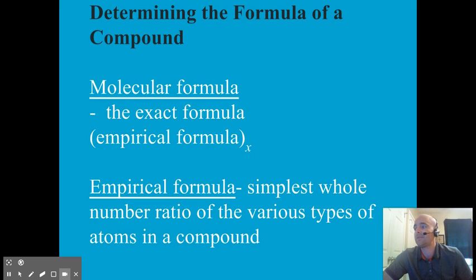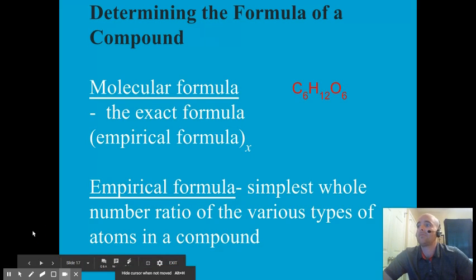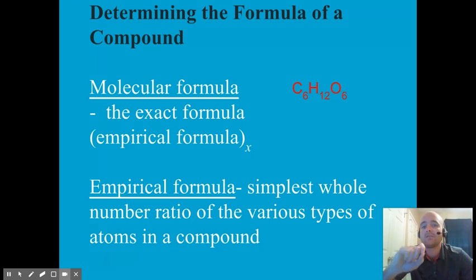An example of this will be C6H12O6. This is unique to glucose. This is exactly glucose. But if we pull the 6 out of here, we can divide it by the least common denominator and get this. This part in the middle is the empirical formula.